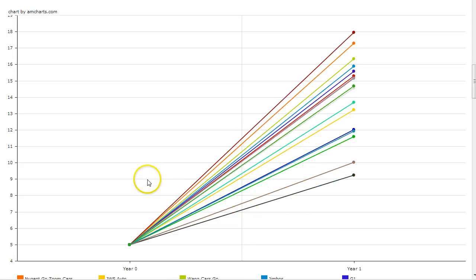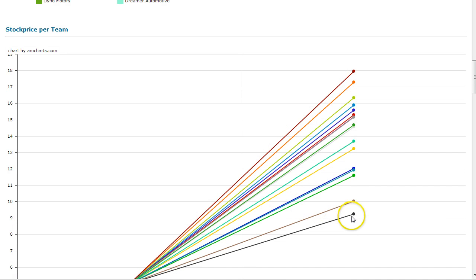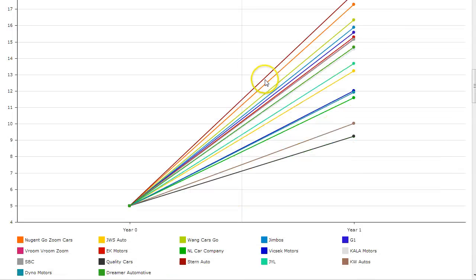Okay, and you can see that the stock price kind of reflects that. So we have Quality Motors down here with a lower stock price because they didn't produce the profits needed to create earnings per share that investors like, that push up the stock price. And we can see that Stern, with the highest amount of profits, had the highest stock price. Now, I came in second in stock price, not because I had the highest profits, but because I repurchased some stock that helped to increase my earnings per share, which helped increase my stock price.